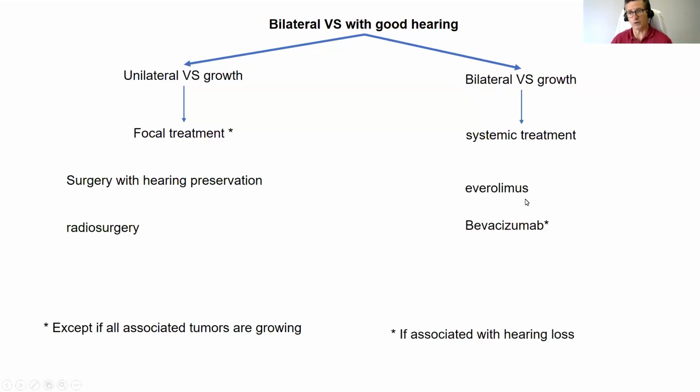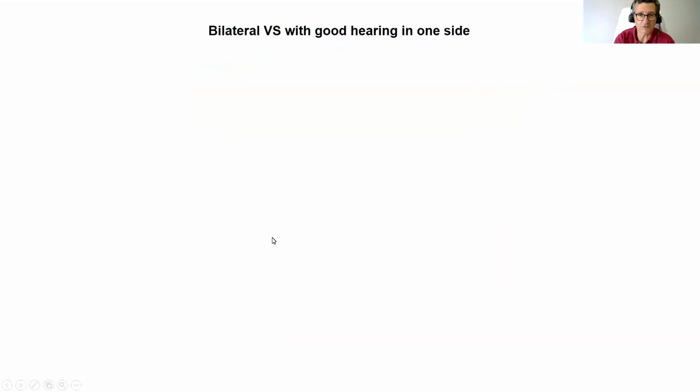Systemic treatment, in Europe for the moment, is everolimus, bevacizumab, and particularly bevacizumab if it's associated with hearing loss. And I will go into details in the medical treatment. And I would say that the focal treatment when one tumor is growing is surgery or radiosurgery. It makes sense only if only the vestibular schwannoma is growing. If you have other tumors that are growing, for example, meningioma, then you can discuss systemic treatment like pregatinib, for example. So we'll discuss.